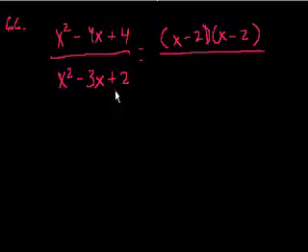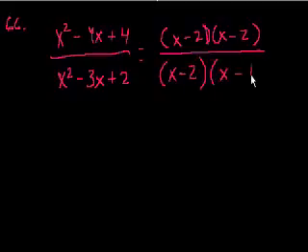Divided by, let's see, what two numbers? This looks factorable. They both have to be the same sign, because when you multiply them, you get a positive, right? And they're both going to be negative, because when you add them, you get a negative 3. So let's see, minus 2 and minus 1, right? Minus 2 times minus 1 is positive 2. Minus 2 plus minus 1 is minus 3. So x minus 2 times x minus 1.